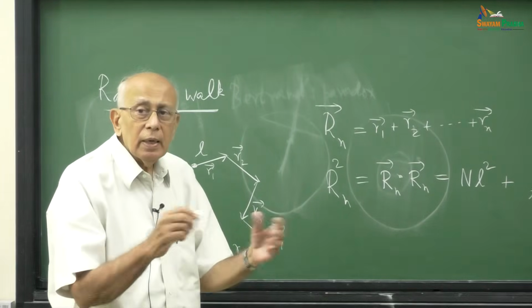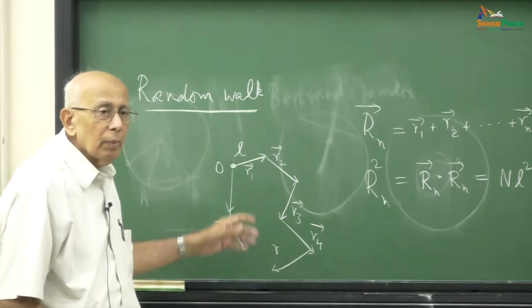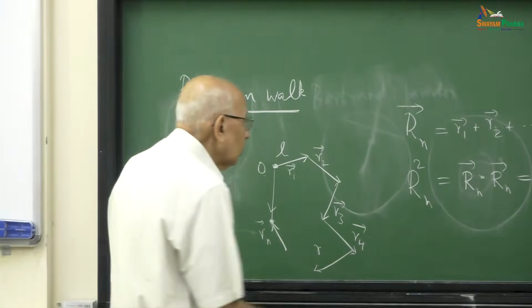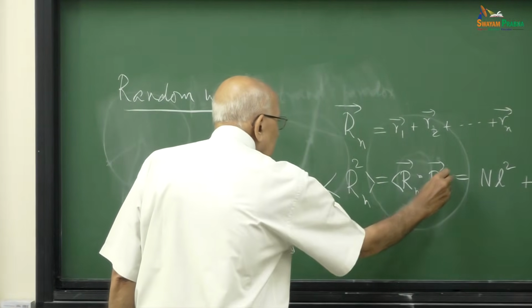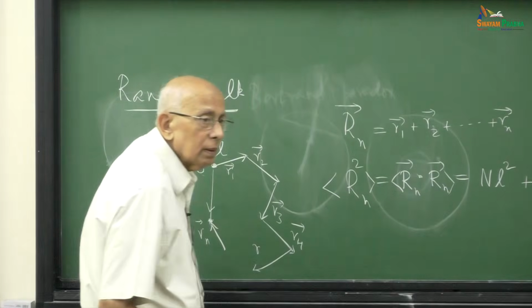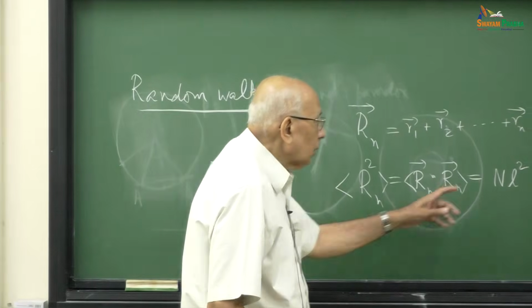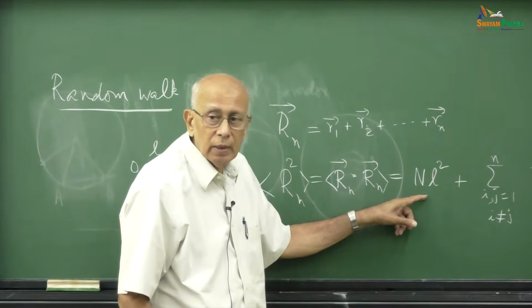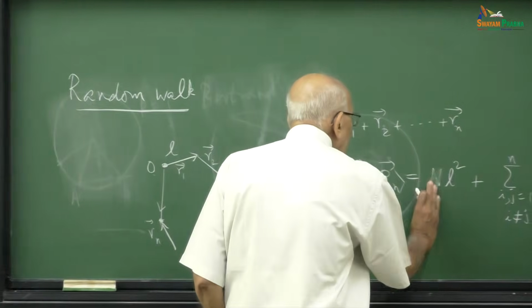So over different realizations of this random walk, you're going to get different configurations here. But we want the average over all possible configurations. And for that we use this symbol, R_n squared, that's just this angular bracket. And the average of a sum is the sum of averages, as we know. So it's the average value of N l squared. What's that equal to? Little n l squared.